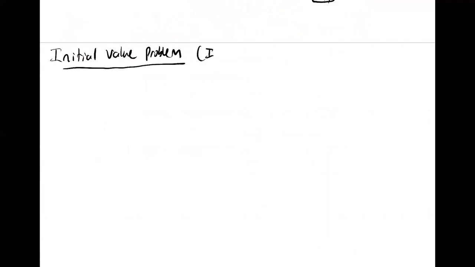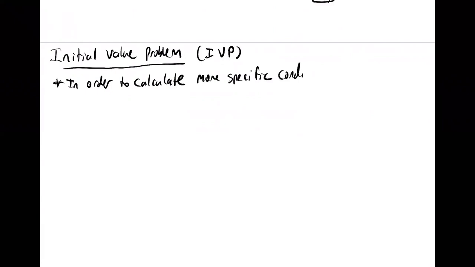Right, and so you'll often see me abbreviate initial value problem by IVP, just the first initials. And so what is an initial value problem? Well, let's suppose we impose certain initial conditions in order to calculate more specific solutions.